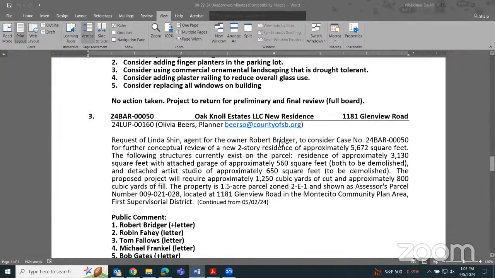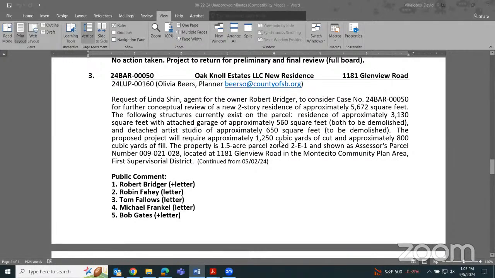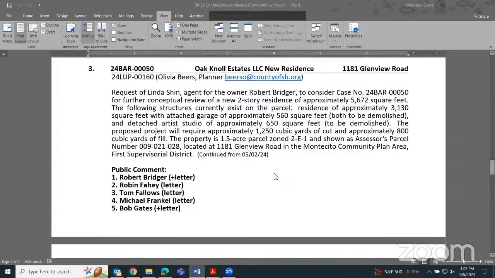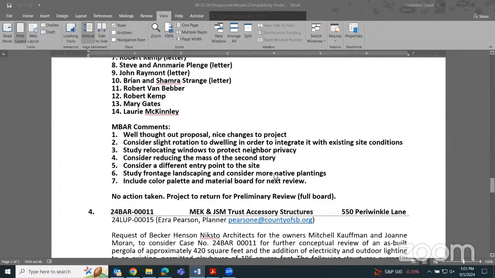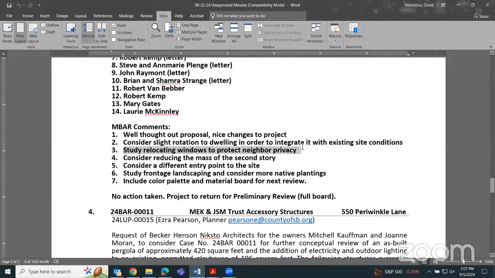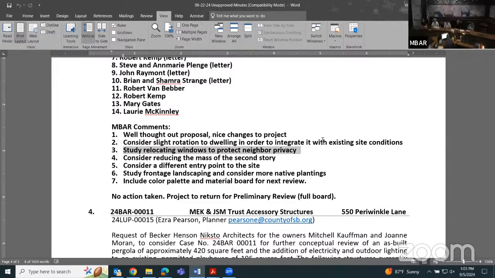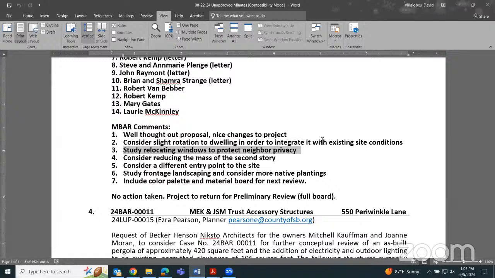Hi, can you hear me? Yes. Okay, so item 3, we were on comment number 3, study relocating windows to protect neighbor privacy. I was hoping we could amend that to say study reducing. I think the concern was just the amount of glazing. So instead of relocating, you think it should be reducing? Yeah, I don't think the discussion was about not having any windows. On that side, it was just questioning the amount of it.